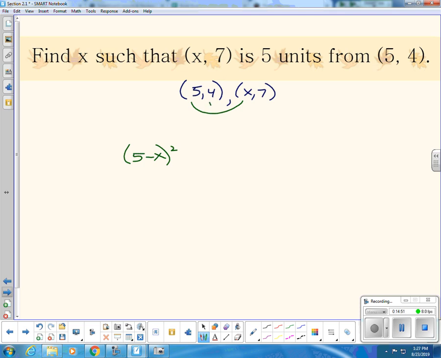What's the distance between the y's? 3. Squared, equals, and they're telling you the distance is 5. And you square it. Okay? There's no need to do the square root because we're going to square both sides.